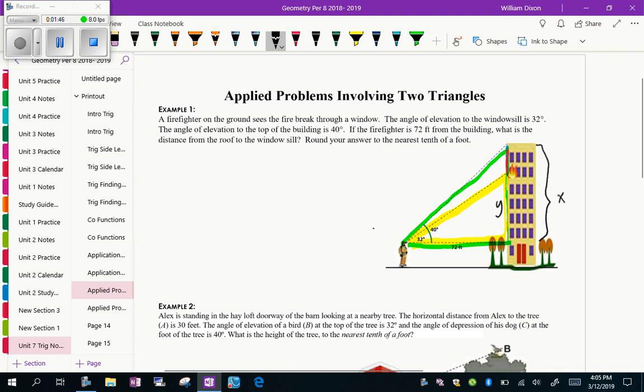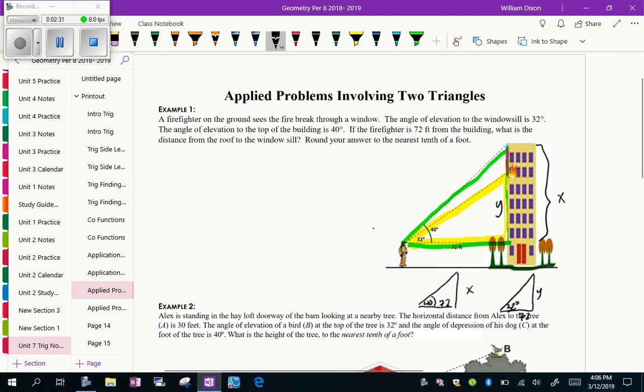Now, a strategy that some students can use is separating the two triangles, and we've used that before. So if I draw the big triangle, that's going to be X, and then that's going to be 40 degrees, and then that's going to be 72. And if I draw the small triangle, that's going to be 32 degrees, and that's going to be Y. And also, that's going to be 72. So I want to use my trig ratios to find those missing sides.